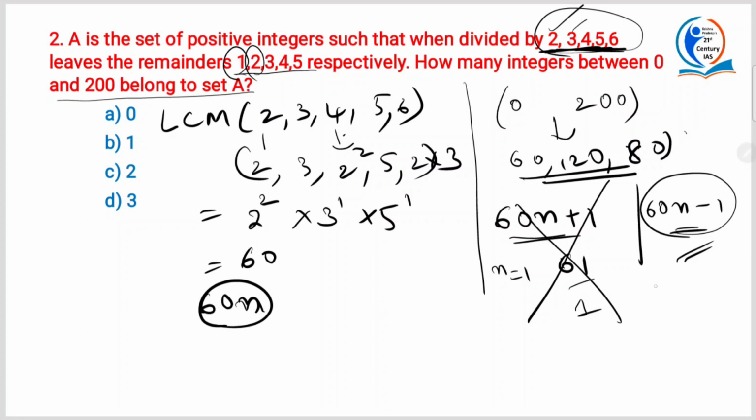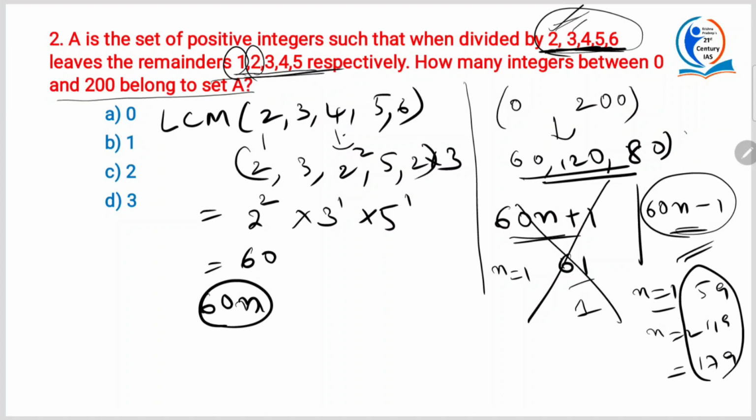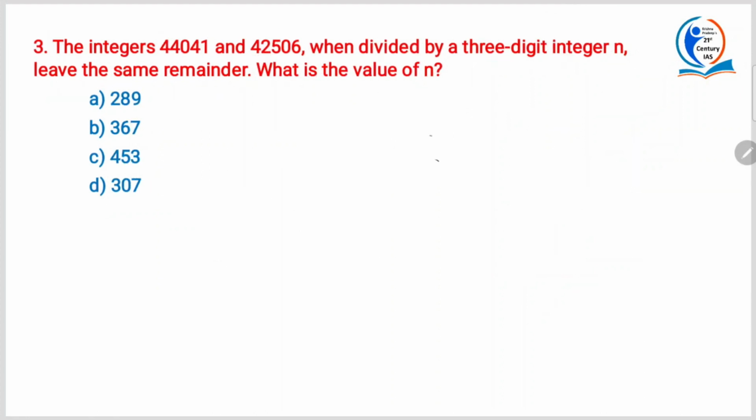Okay. So 60n minus 1. Now for n is equal to 1, what is the possible value? It is 59. For n is equal to 2, it is 119. For n is equal to 3, it is 180 minus 1, which is 179. So these are the set of numbers which when divided by these numbers leave the remainders 1, 2, 3, 4, 5. So how many such numbers are there? 3. Alright? Next question.